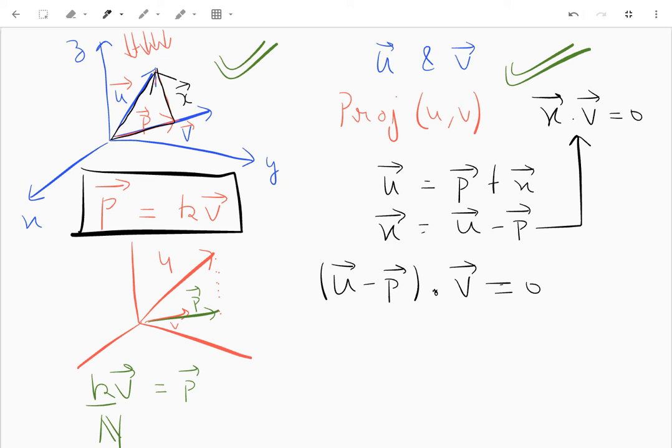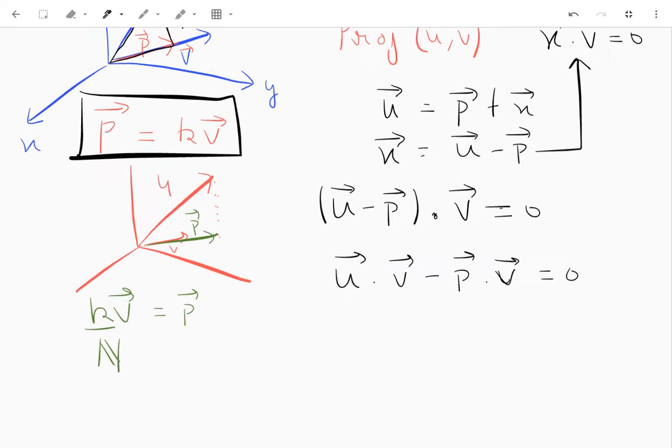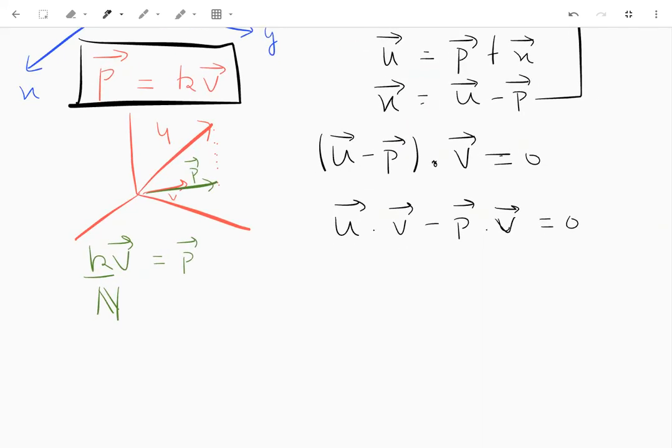Now we know the property of dot product, we can distribute it. So this turns out to be u dot v minus p dot v equals 0, right? So now this gives me u dot v is equal to p dot v, right?